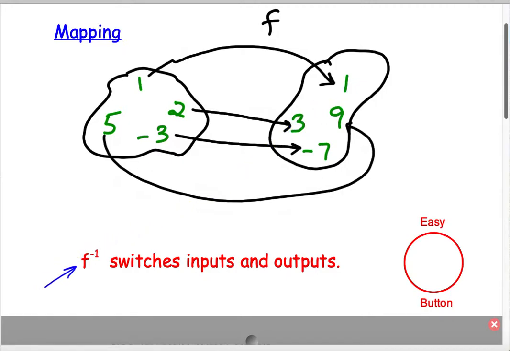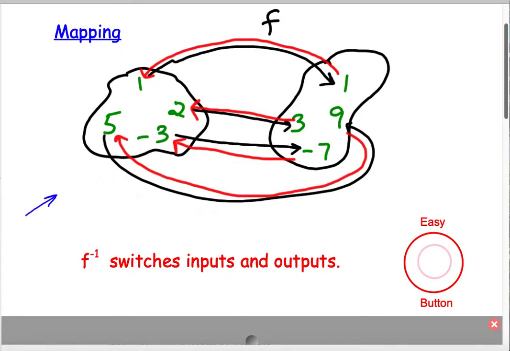If I want to create f inverse, what I'm going to do is switch the inputs and the outputs. So what was the domain of f is now going to become the range of f inverse. And what was the range of f is going to become the domain of f inverse. So f inverse, instead of sending 2 to 3, is going to take 3 and send it to 2. Instead of -3 getting mapped to -7, -7 will get mapped to -3, etc.